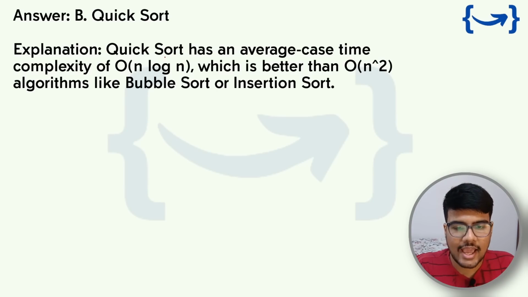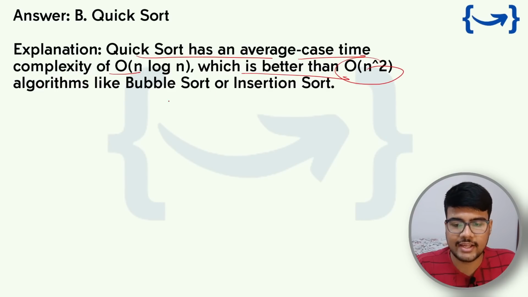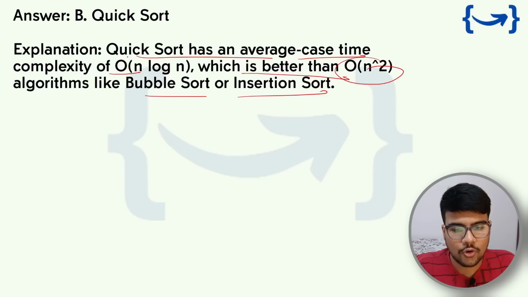Yeah, quick sort has an average case time complexity of O of n log n, which is better than O of n squared like bubble sort and insertion sort. Do let me know which is the asymptotic notation used for average case time complexity.